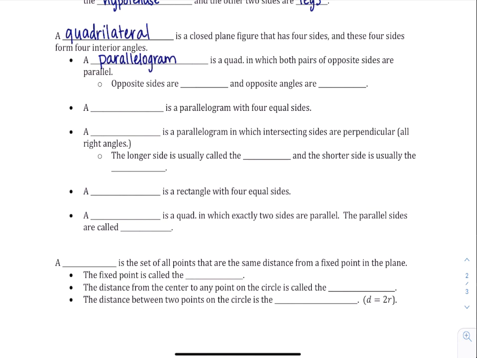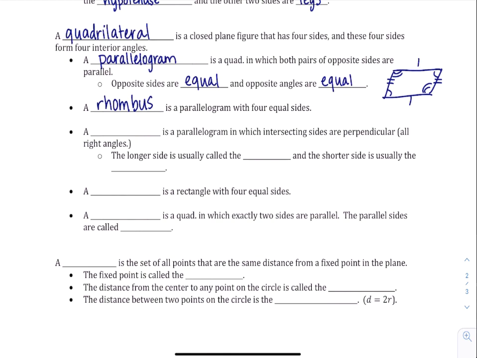In a parallelogram, you'll end up seeing that opposite sides are going to be equal and opposite angles are going to be equal. So you're looking at a shape that would look something like this, and the top and bottom sides would be equal, and then the other two sides would be equal to each other but would likely be a different value. Angles across are going to be equal, and angles across on the other side are going to be equal. If you have a parallelogram with four equal sides, you would call that a rhombus.